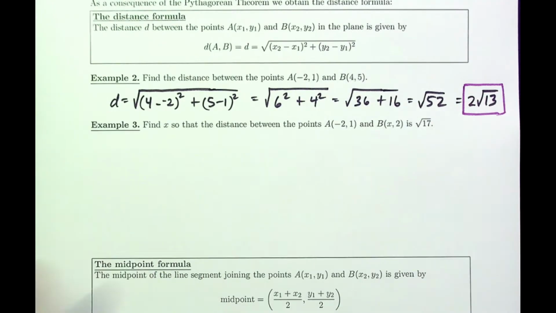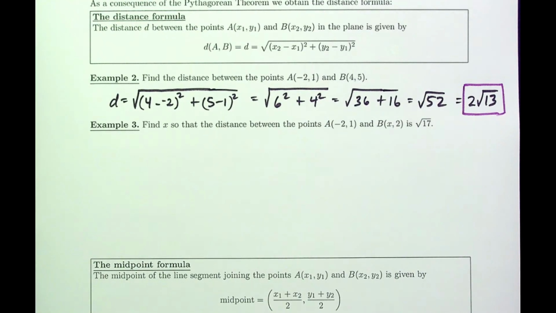Okay, let's do another one. Maybe you should stop and try to figure that one out. That one is not exactly the same as number 1. It says find x so that the distance between these 2 points, A with coordinates -2, 1, and B with coordinates x, 2, is square root of 17. So basically you have to find x, which means you're going to have a little equation to solve. Give it a shot and then compare with me.